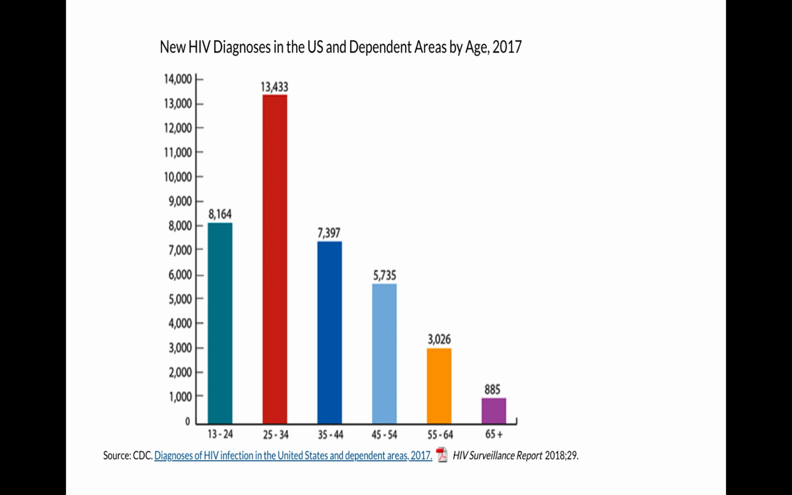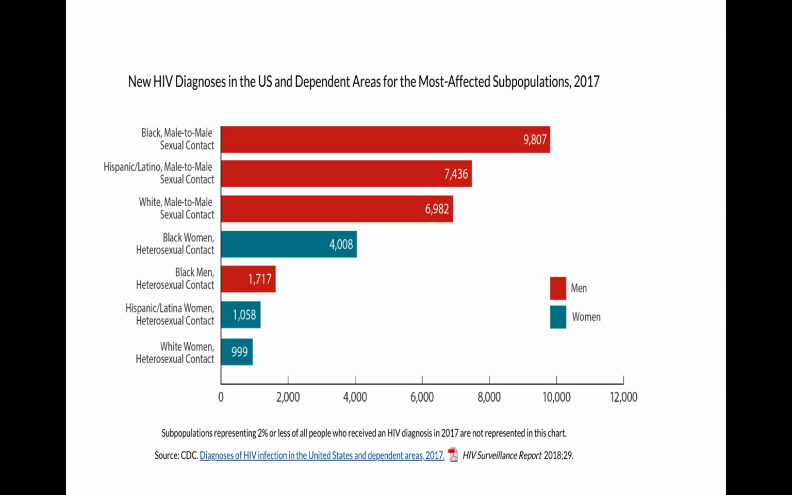So this just shows the age breakdown for the new diagnoses of HIV. Most prominently at 25 to 34 years old. The most common subpopulations that are affected are African American males that have sex with other men. That's the most affected group, and you can see how it breaks down after that.